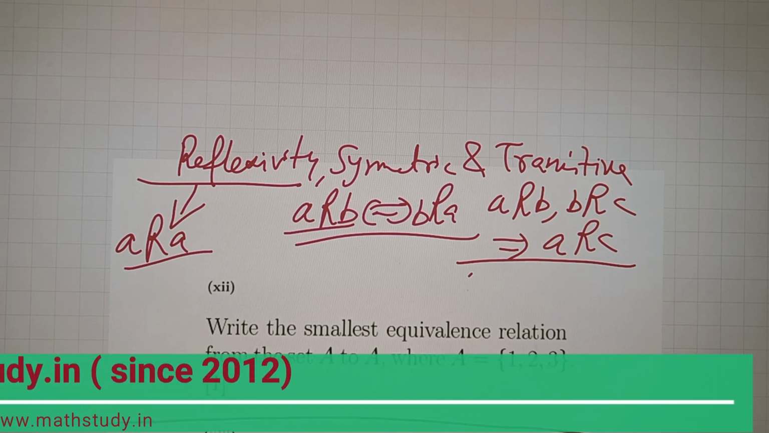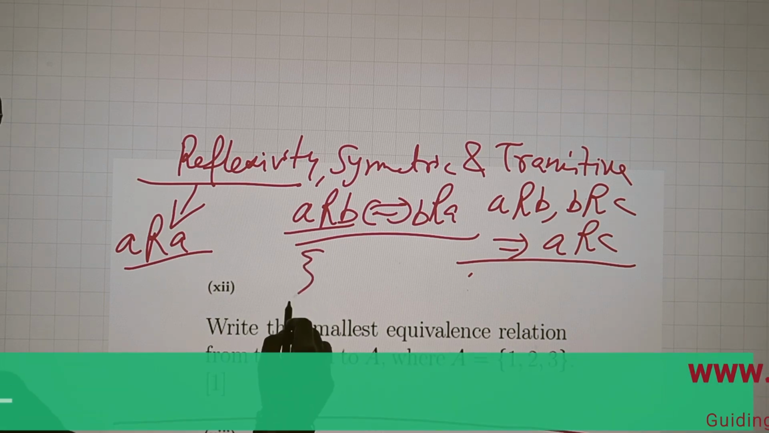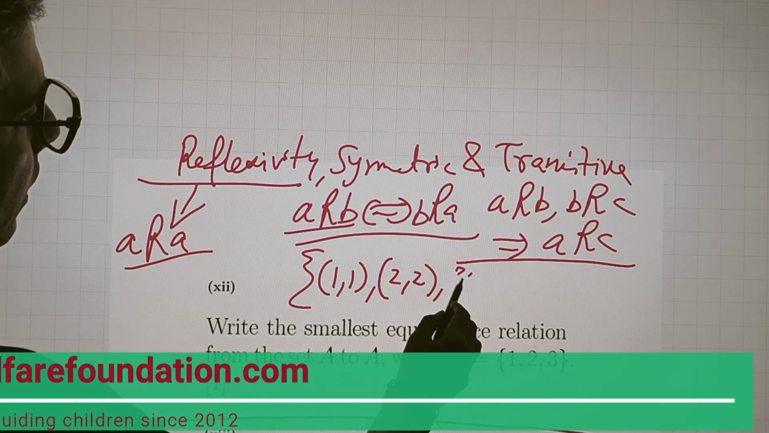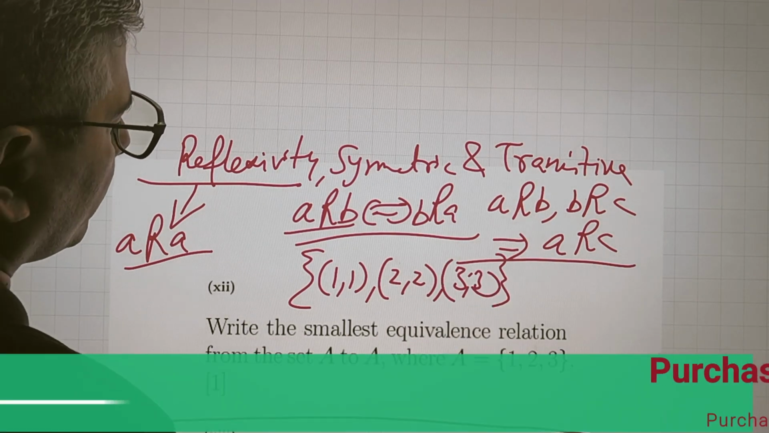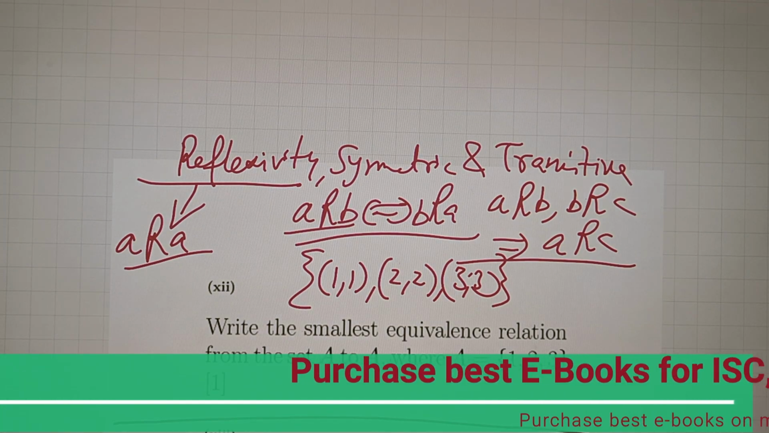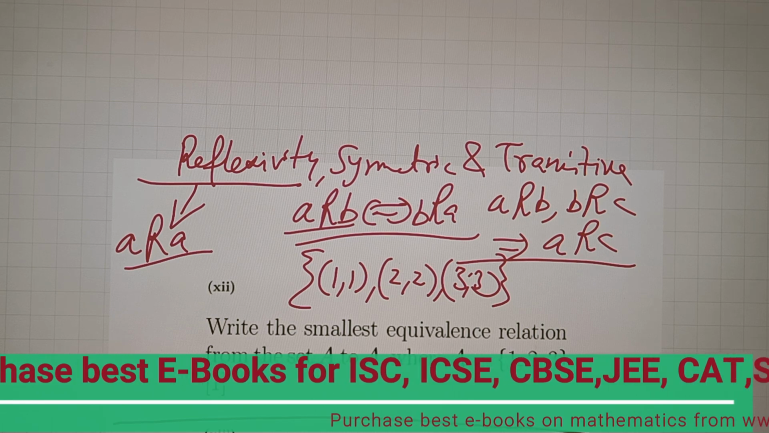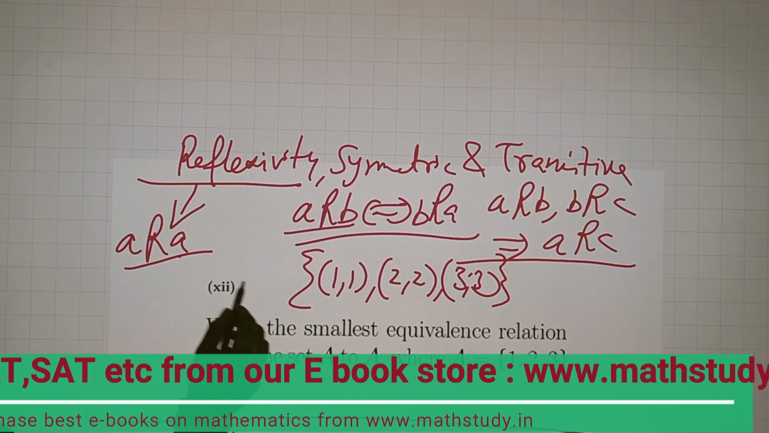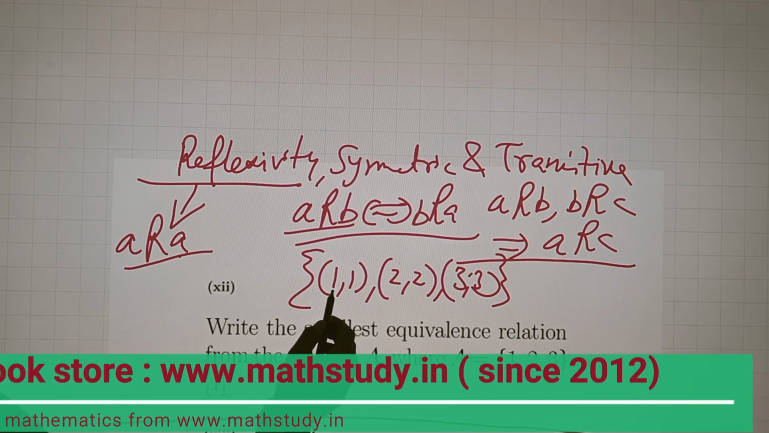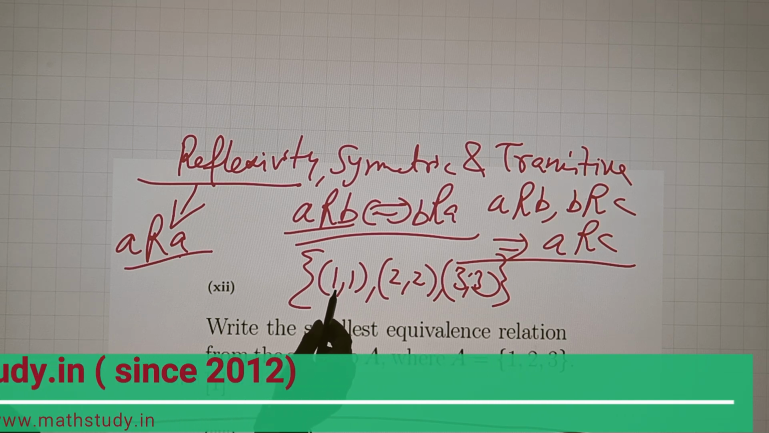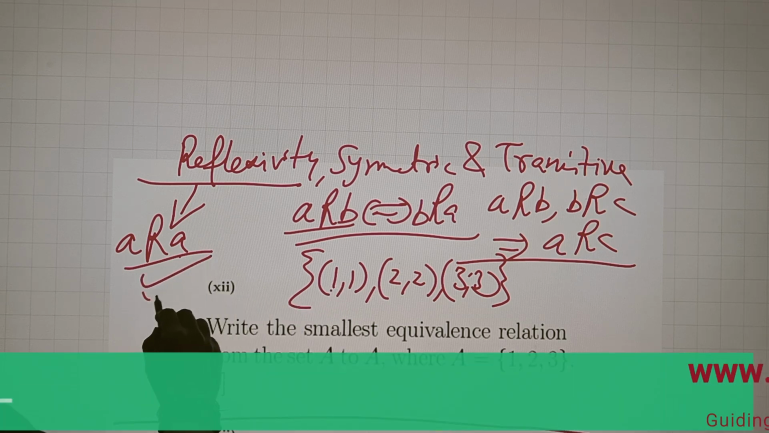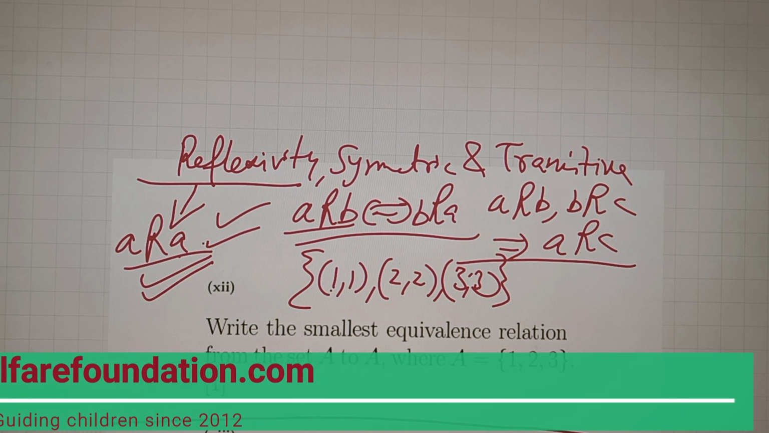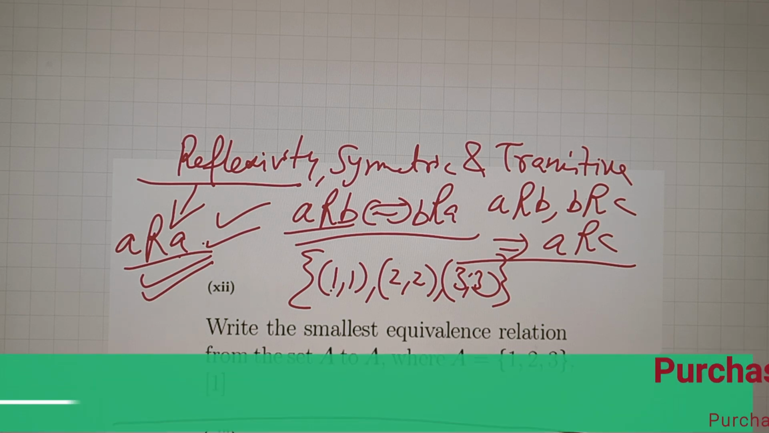So here we can easily form a set like this. The smallest possible set is (1,1), (2,2) and (3,3). This is the smallest possible set which is an equivalence relation. Now how does this set satisfy these three conditions? A is related to A: if we check each pair, 1 is related to 1, so it satisfies this. 2 is related to 2, 3 is related to 3, so all pairs satisfy reflexivity.